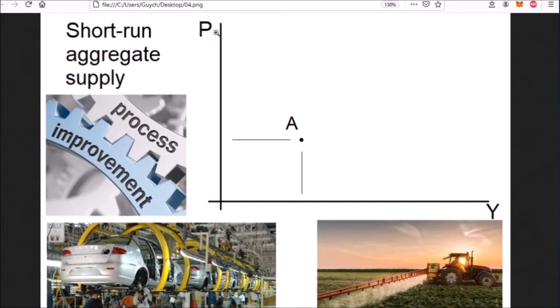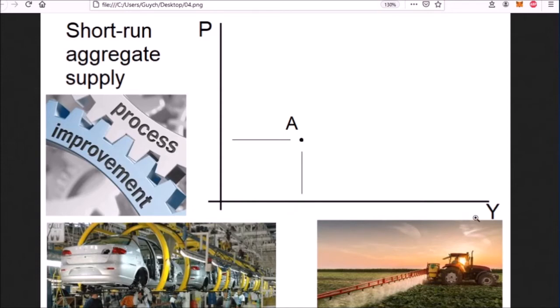Instead, it is the general price level, which is more or less some sort of an average, some sort of an aggregate of all prices of goods and services in the country, perhaps something similar to the consumer price index. So on the vertical axis, we have the general price level.